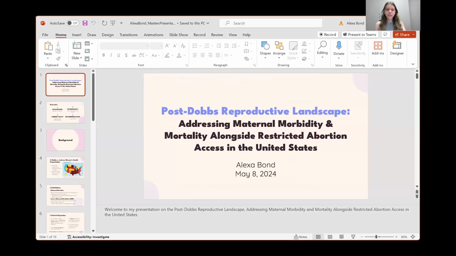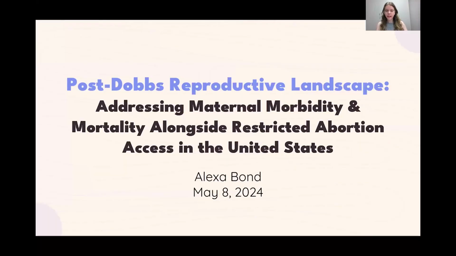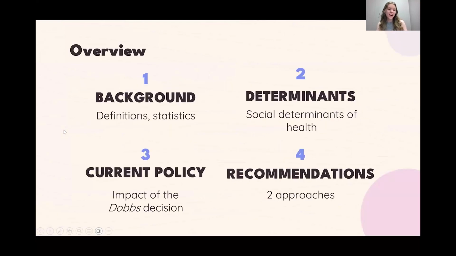Thank you for the introduction, Susan. With that, I will just jump right in. A quick overview of what we'll cover. First, I'll give some definitions and statistics. Then we will talk about how the social determinants of health influence abortion and maternal care access. Then we'll talk about the impact of the Dobbs decision, and then I will give specific recommendations on how to address this issue.